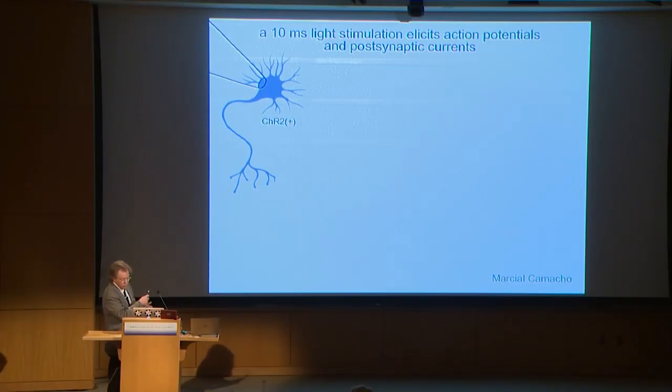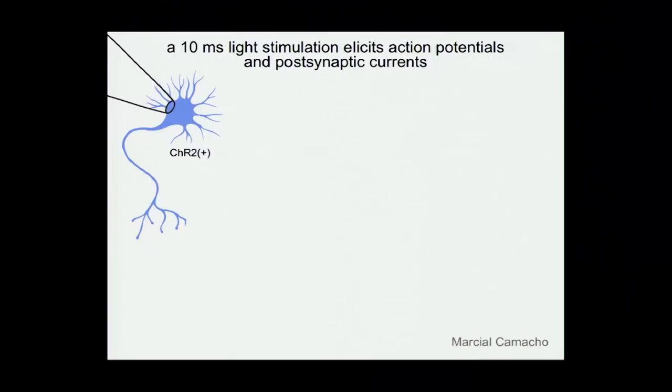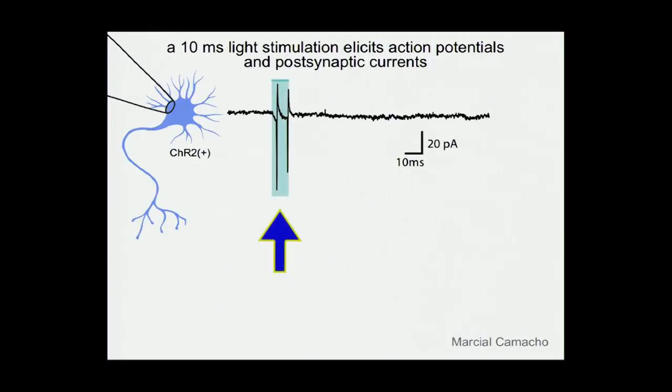So let me just show you that this actually works. Here is a neuron that's expressing channel rhodopsin. This is an on-cell configuration. We stimulate with light, and here is the light stimulus. It's 10 milliseconds long, and you can see these beautiful action potentials that are occurring during the light stimulus. Usually there's just one, but in this case we see that there are two action potentials occurring.